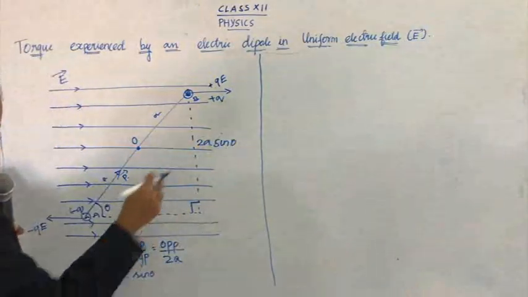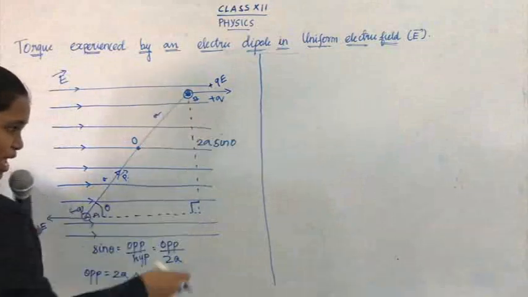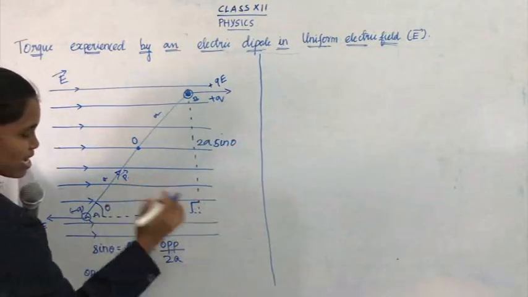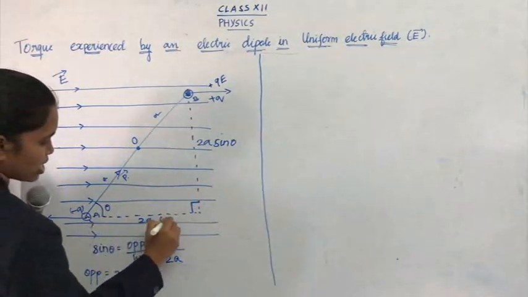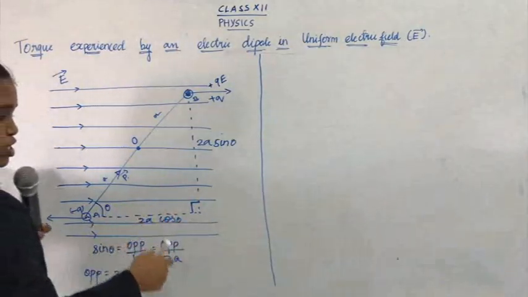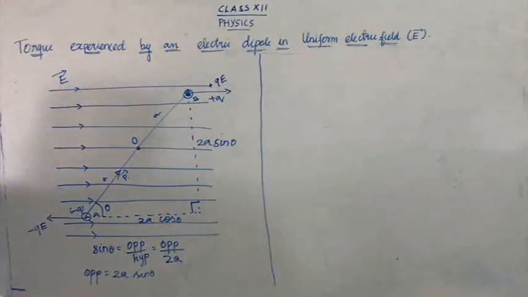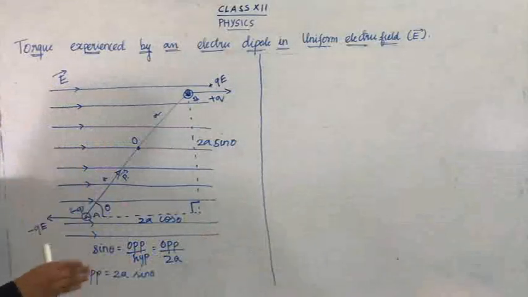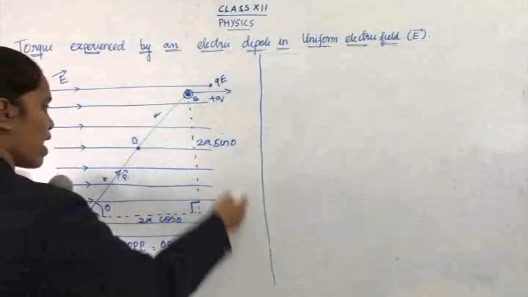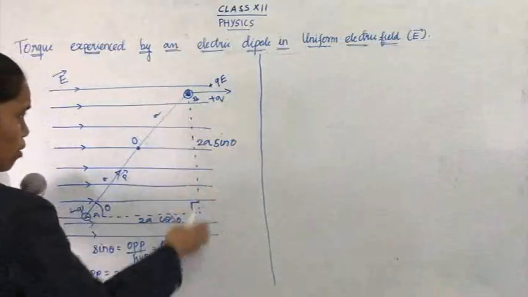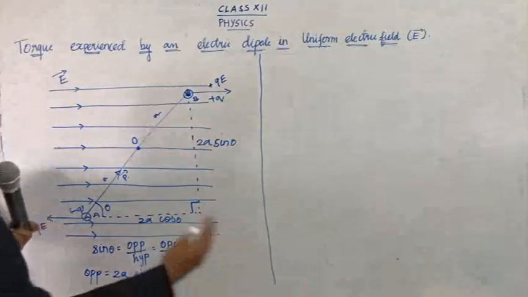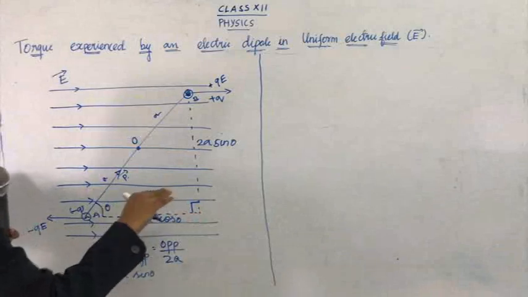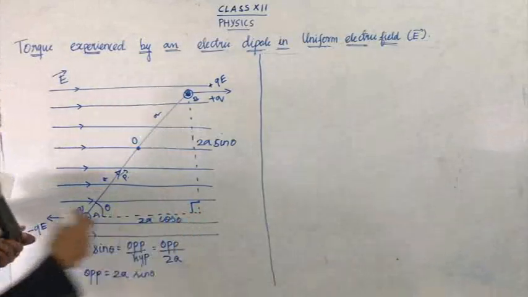As it is 2a sin theta, it is the y-axis component. So the x-axis component will become 2a cos theta, because it is the horizontal component. Already in previous classes we have studied that horizontal components are resolved into cos theta and vertical components are resolved into sin theta. As we have found that this opposite side is 2a sin theta, the horizontal axis becomes 2a cos theta. Write it down.